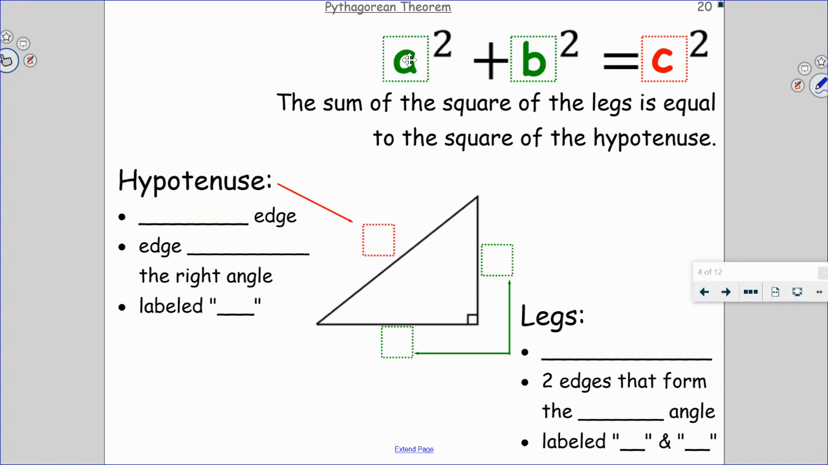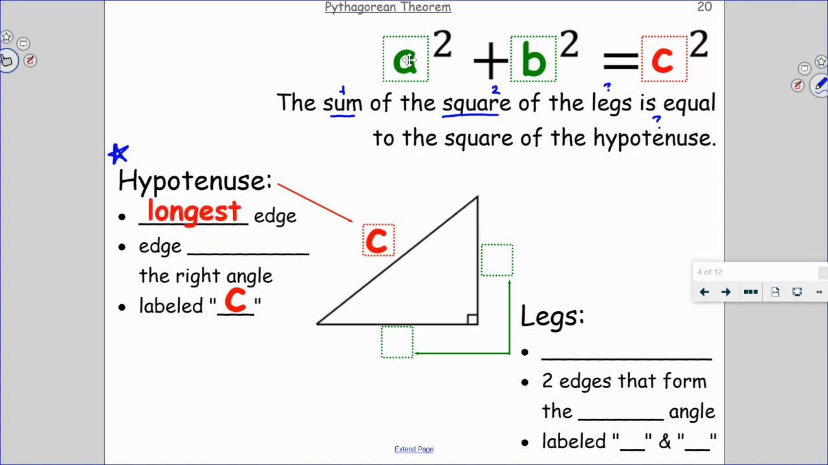Okay, Mr. Cowan, but if I'm using my close reading skills, I'm putting little question marks immediately. What does that mean? I know what sum means, add. I know what square means. Square means multiply a number by itself. But what are legs? What is the hypotenuse? I tell you, for whatever reason, I usually head toward the hypotenuse first. The hypotenuse is labeled C, and it is the longest edge.